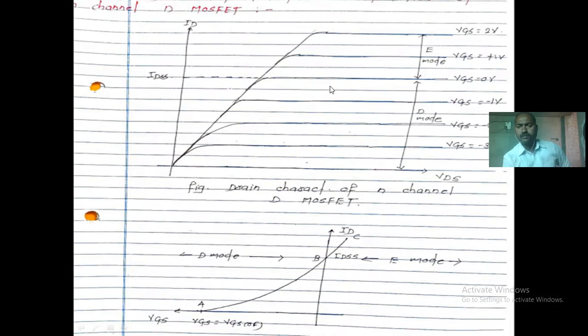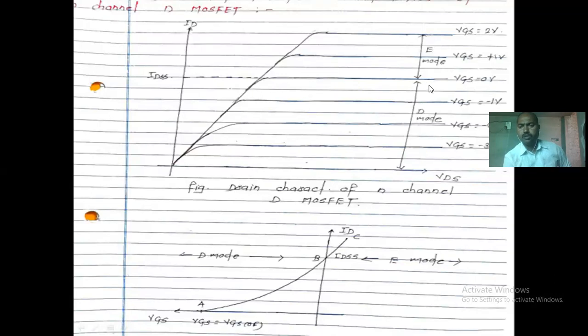At VGS equal to 0, there is the smallest depletion region across the device. When there is the smallest depletion region, there is the largest channel from the source to the drain, so the largest current flows from the drain to the source. This happens when VGS equals 0.